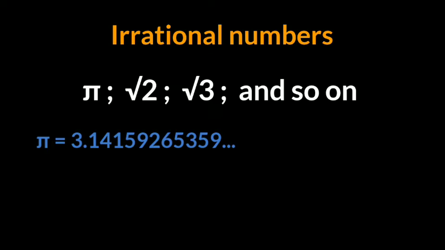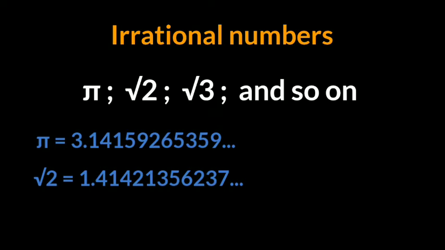Irrational numbers are numbers that don't tend to end. They are continuous. Like your pi, like the square root of 2. The square root of 2, when you type it on a calculator, you have 1.4142135623 and so on and so forth. So these numbers are called irrational numbers.